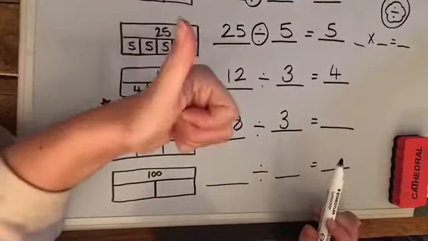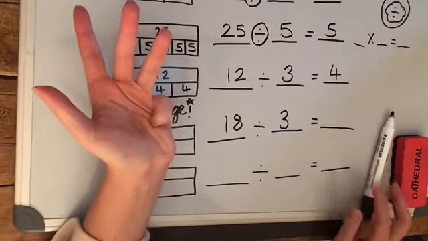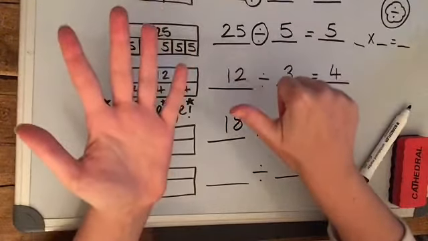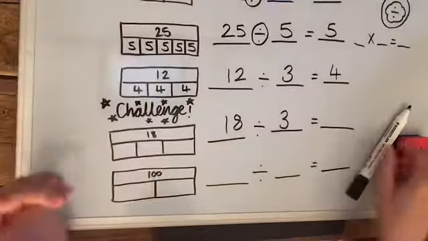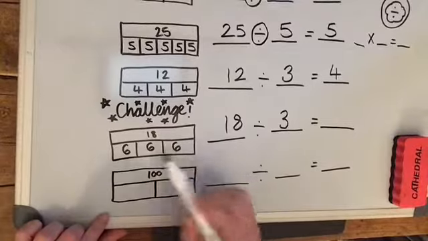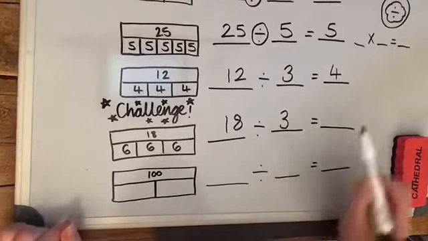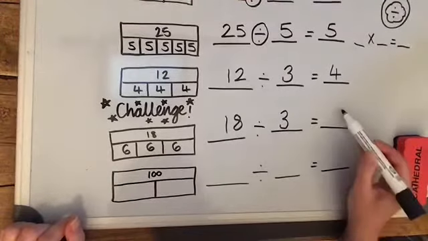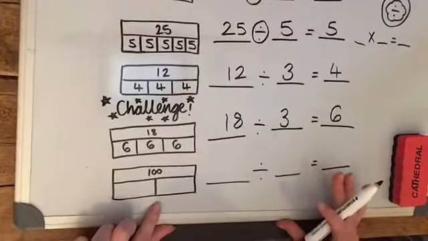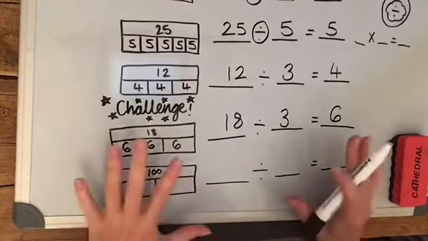3, 6, 9, 12, 15, 18. Brilliant. So 6 would need to go in each of these. So 3 equal groups of 6 would give us 18. So 18 divided by 3 is 6. Now this one, when I say pause, I want you to have a go. Pause. I hope you had a go.